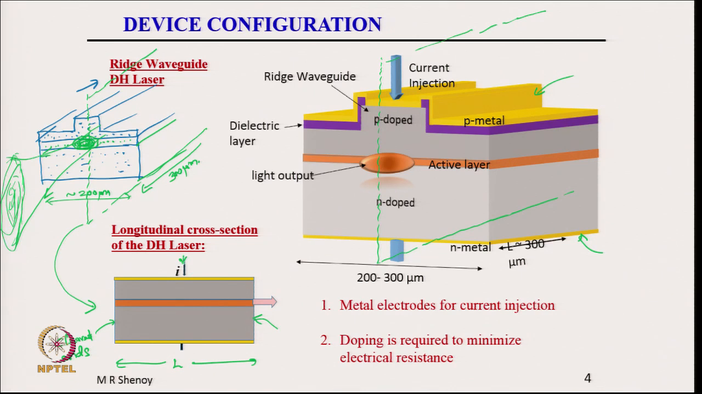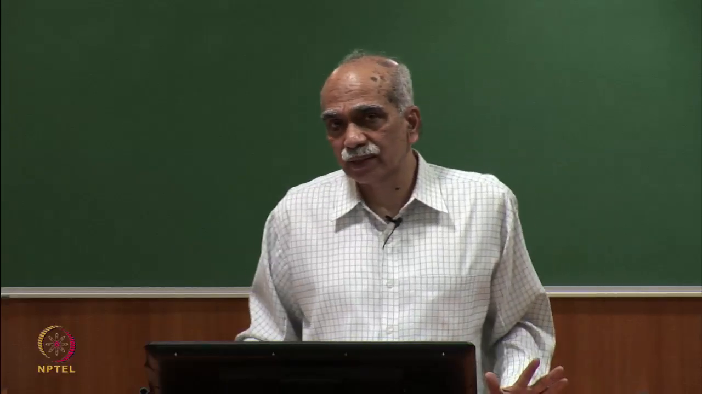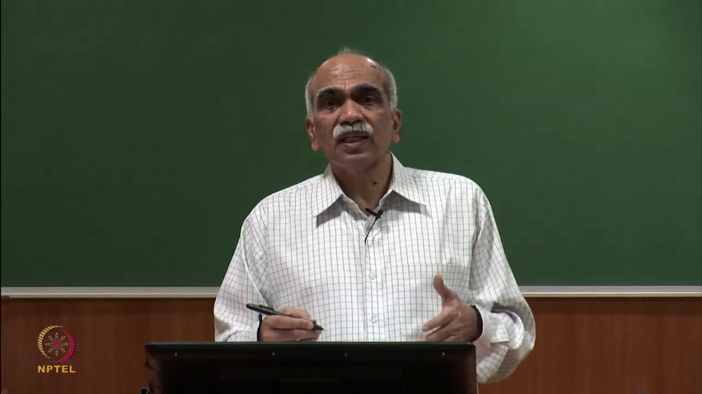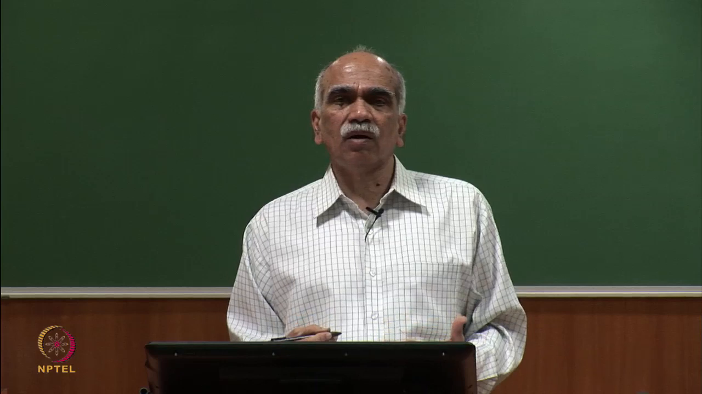Why I am showing and explaining this is because henceforth we will primarily discuss a structure whose longitudinal cross section is shown here. We would not be discussing the 3D structures shown here, but the longitudinal section is sufficient for us to understand the physics of working of these semiconductor lasers. The metal electrodes are provided for current injection, and doped semiconductors are used. Doping is required to minimize electrical resistance or increase the conductivity. So, this is the typical device configuration of a practical semiconductor laser, and henceforth we will discuss by taking the longitudinal section of the laser.